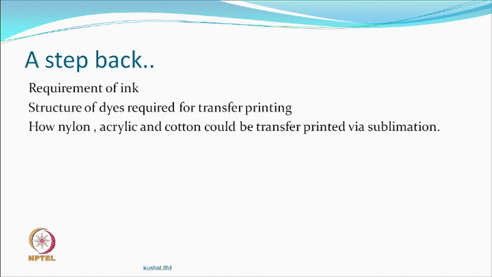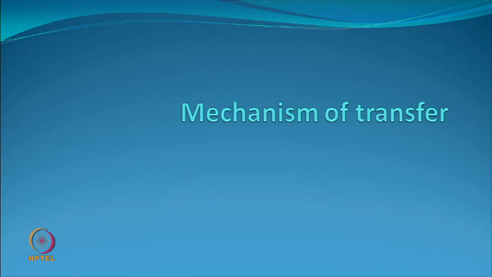So, stepping back, we understood that there is a requirement of ink. It would have some solvent which is relevant to the technology. There may be a binder which will be relevant for fixing, and also various types of dyes can be used for transfer printing, dispersed of course, and various other fibers, nylon, acrylic, cotton also could be transfer printed via sublimation printing. So, at the moment we are still on sublimation transfer printing and not on any other transfer. So, we go to the mechanism of transfer.